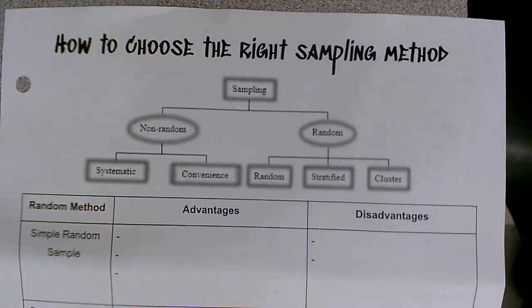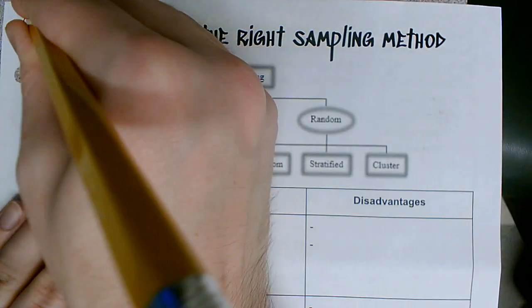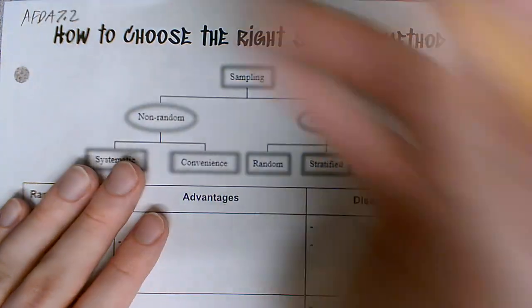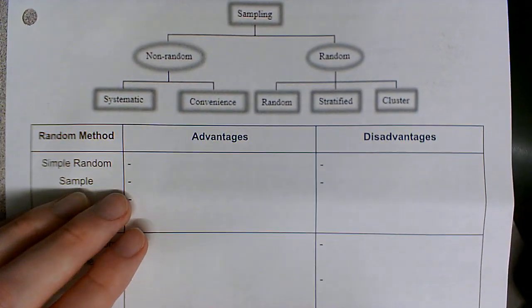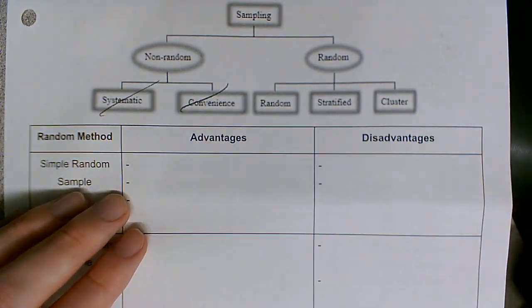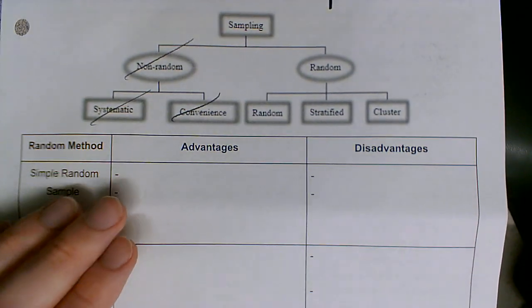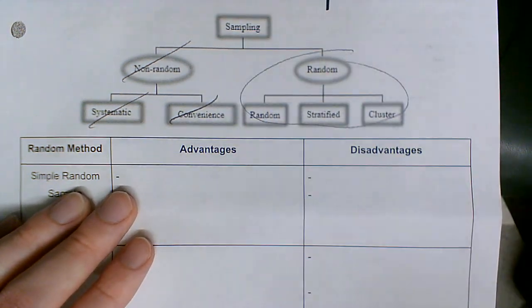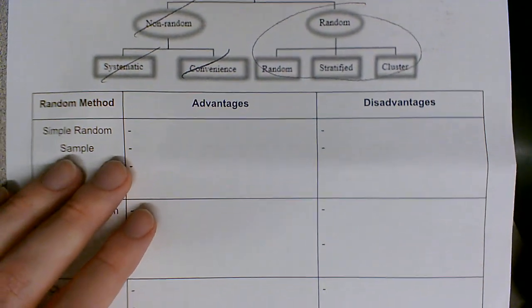Alright, welcome to the second lesson in the experimental design unit. This is AFDA 7.2, how to choose the right sampling method. We're not going to talk about systematic inconvenience just yet. Remember, this is non-random sampling, that's bad sampling for now. We're focused on the random sampling, which is simple random, stratified, and cluster.